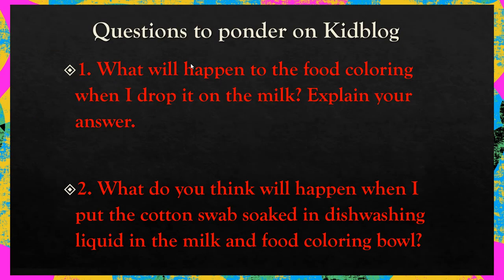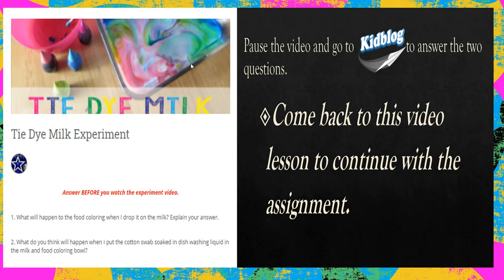Now, I want you to go to Kid Blog and answer these two questions. Number one, what would happen to the food coloring when I drop it on the milk? Explain your answer. And number two, what do you think will happen when I put the cotton swab soaked in dishwashing liquid in the milk and the food coloring bowl? So those are the questions I want you to think about on Kid Blog.